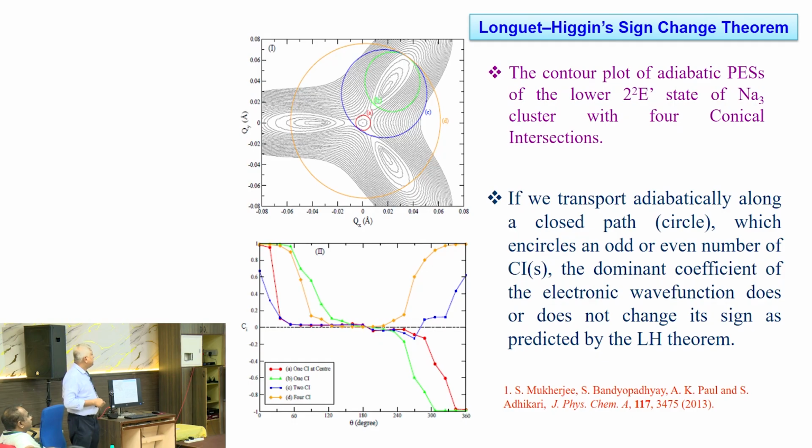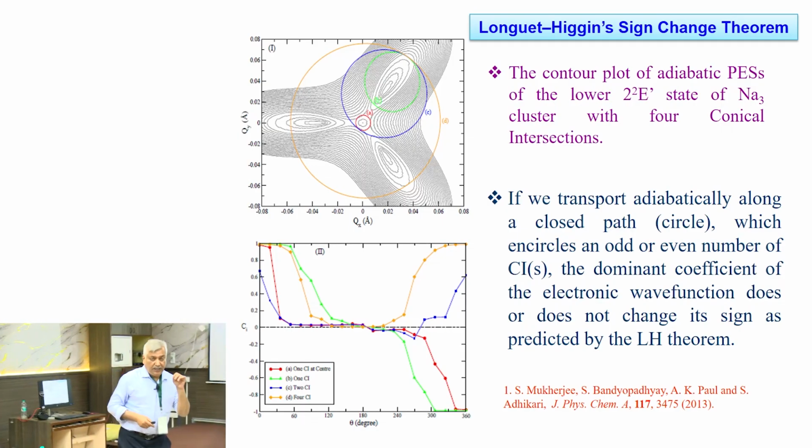D3H conical intersection and also C2V conical intersection. And if you make a round and do adiabatic ab initio calculation, and then if you follow one conical intersection, there is no sign change. The dominant coefficient of the electronic wave function, you have to write in the scratch of the computer, electronic wave function. Okay, you have to write.